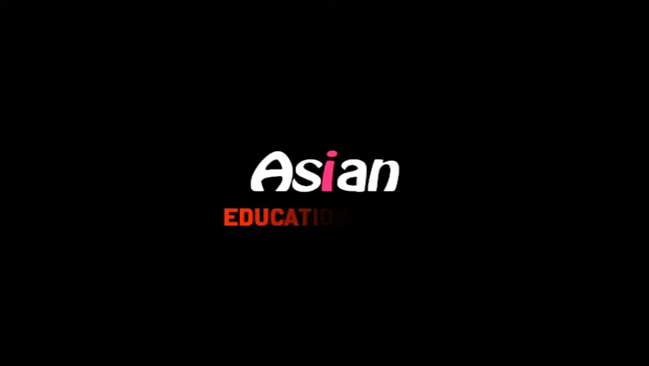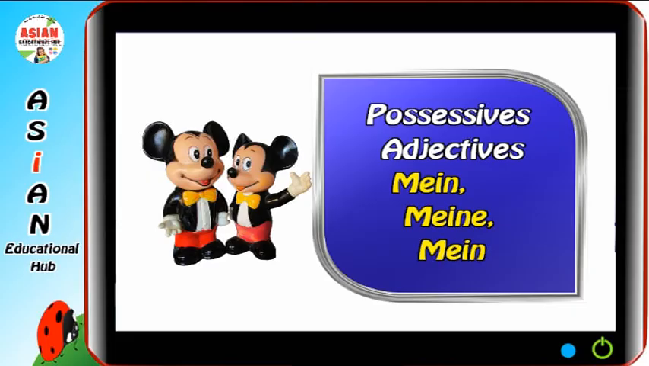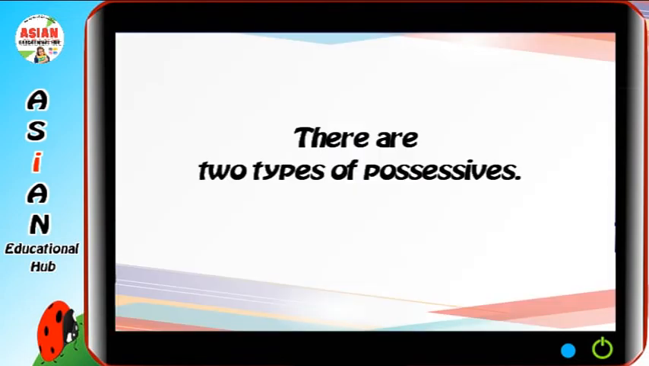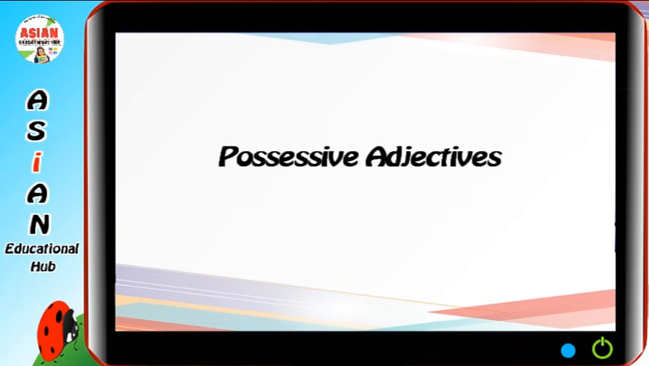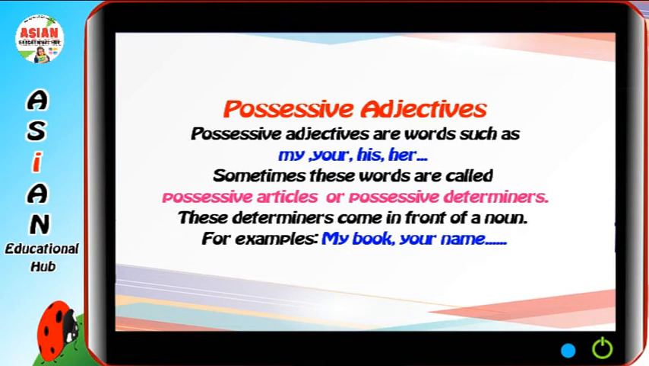So today we are going to learn possessive adjectives in German. There are two types of possessives, possessive adjectives and possessive pronouns. We will talk about only possessive adjectives in this video. So let us learn possessive adjectives.